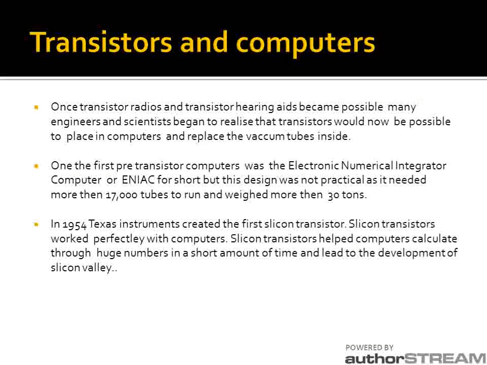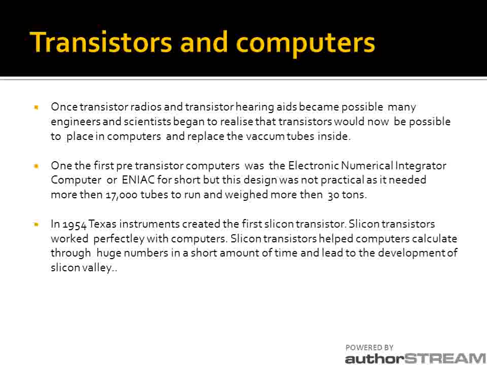Once transistor radios and transistor hearing aids became possible, many engineers and scientists began to realize that it would now be possible to place transistors in computers and replace the outdated old technology of vacuum tubes which lay inside. One of the first pre-transistor computers was the Electronic Numerical Integrator and Computer, called ENIAC for short, but this design was not practical as it needed more than 17,000 tubes to run and weighed more than 30 tons.